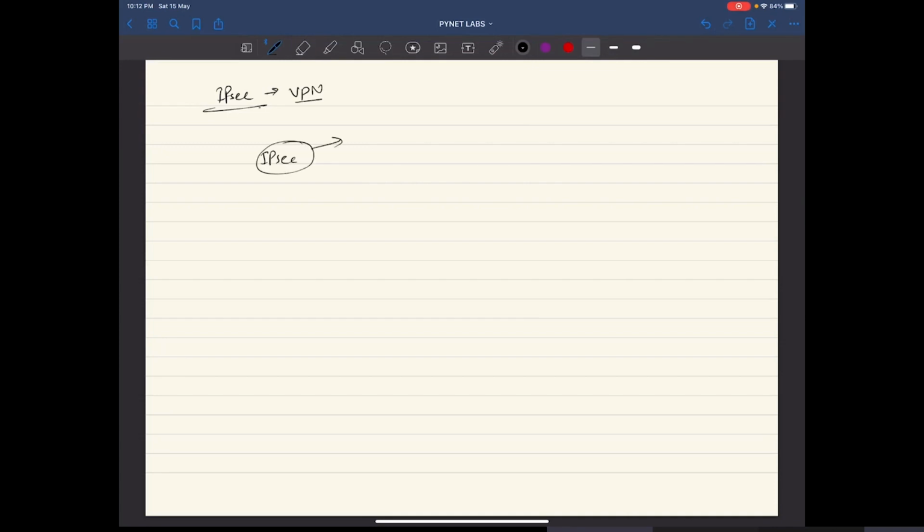One is called AH, which stands for Authentication Header, and the other is ESP, which stands for Encapsulating Security Payload. These are the two main protocols in IPsec.